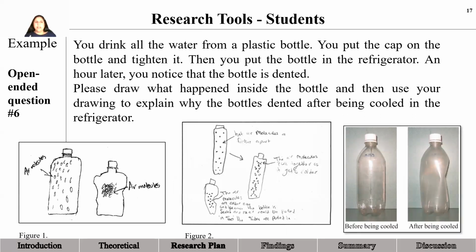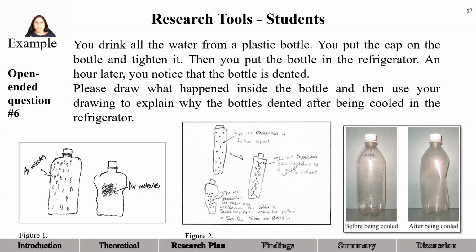In this slide, I am presenting an example from open-ended question 6. You drink all the water from a plastic bottle. You put the cap on the bottle and tighten it. Then you put the bottle in the refrigerator. An hour later, you notice that the bottle is dented. Please draw what happened inside the bottle and then use your drawing to explain why the bottle dented after being cooled in the refrigerator. You can see that here two figures of the student's drawing are given.